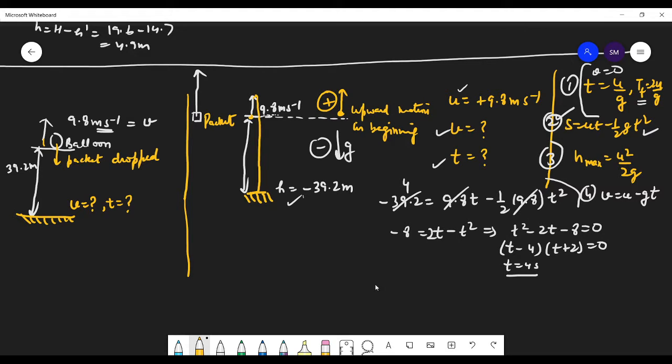So fourth formula. This was your second formula, and this is your fourth formula. V is equal to U minus GT. So V is equal to, what is U? Plus 9.8 minus 9.8 into 4. So this will come out to be simply 30 minus 0.6, 29.4.